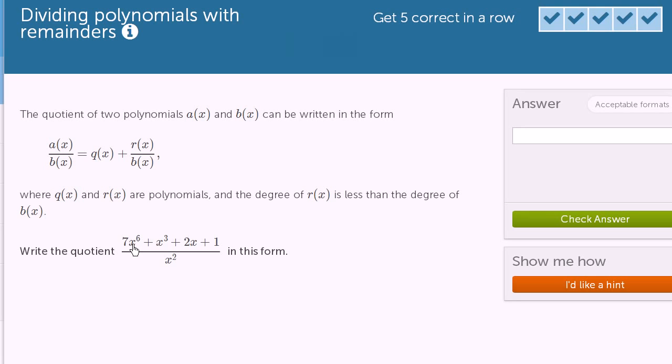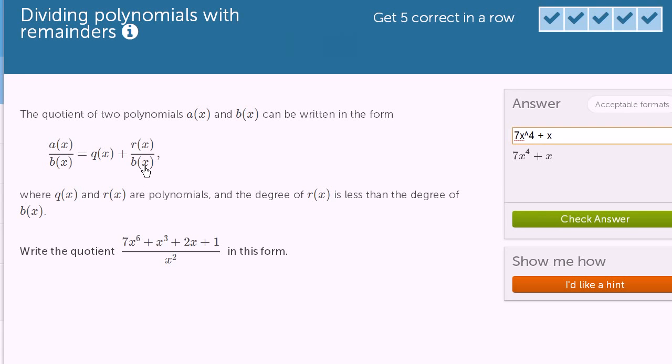What's 7x to the 6th divided by x squared? Well, x to the 6th divided by x squared is x to the 4th. So it's going to be 7x to the 4th power. And then same thing right over here, plus x to the 3rd divided by x squared. Well, that's just going to be x, so plus x. And then we're going to have 2x divided by x squared.